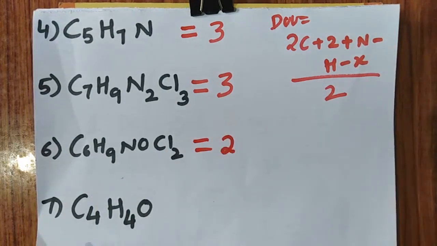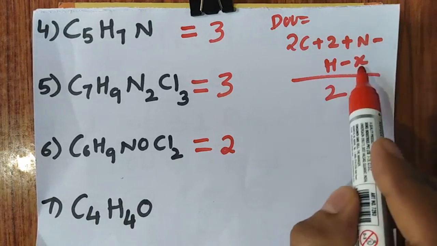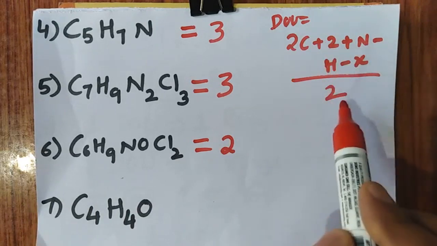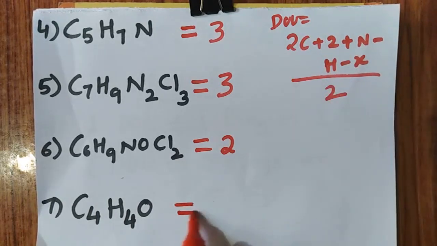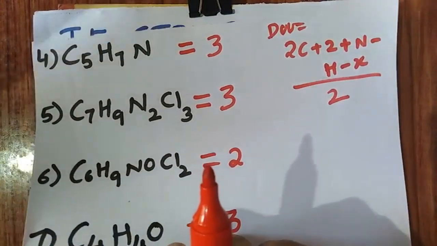Then C4H4O. See that. 2 times 4 is 8, plus 2 is 10. Nitrogen and halogen are not there, minus 4. So 6 divided by 2 is equal to 3. So in this case the answer is 3. I hope you understood how to calculate if the formula is given.